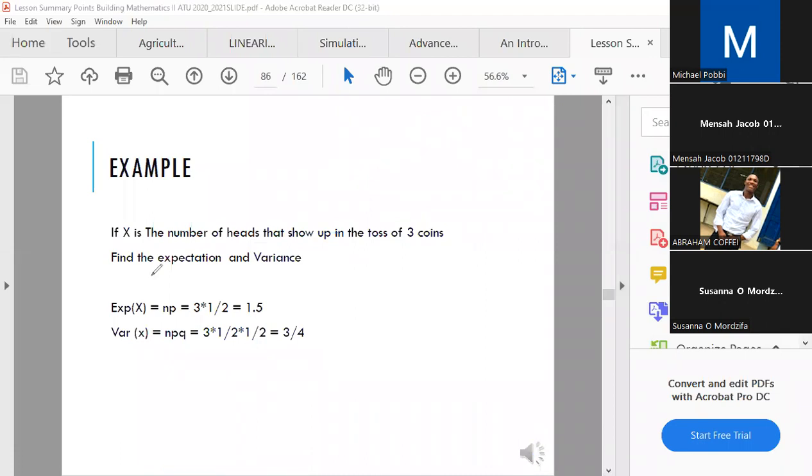Okay, so let's look at this. It says if X is the number of heads that show up in the toss of 3 coins, find the expectation and variance. Good.